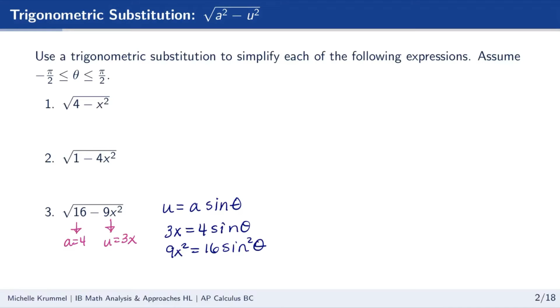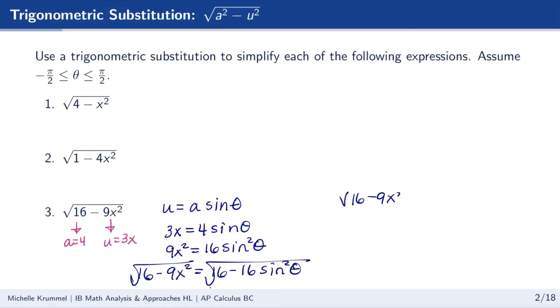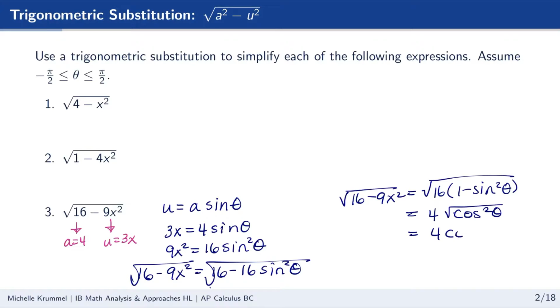And I could even keep going here and say I'm going to do 16 minus 9x squared on the left, and then 16 minus 16 sine squared theta on the right, and then take the square root of both sides. So that square root of 16 minus 9x squared equals the square root of 16 times 1 minus sine squared theta equals 4 times the square root of cosine squared theta equals 4 cosine theta. So that's how it's going to simplify, 4 cosine theta.